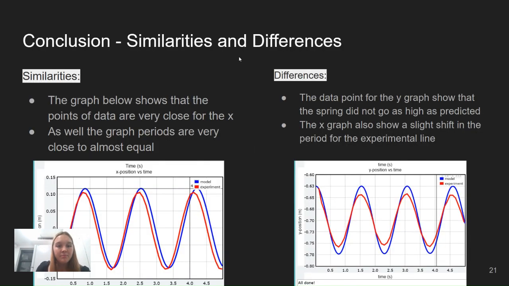Conclusion. The graph below shows that the points of data are very close for the x, and the graph periods are very close to almost equal. There's a slight variation in the periods on the x graph, and then the data points for the y graph show that the spring did not go as high as predicted, as you can see on the right side.